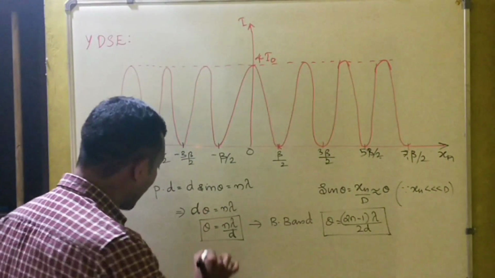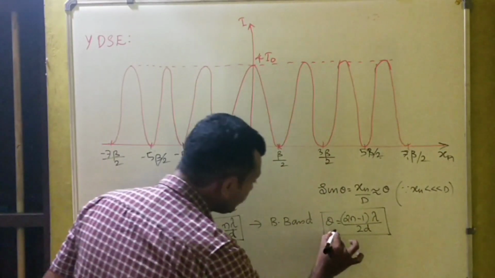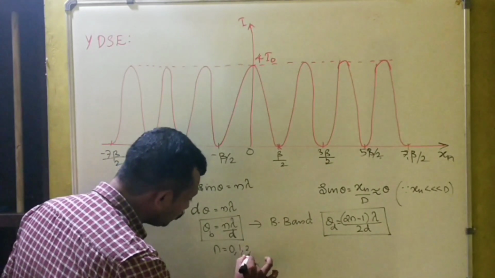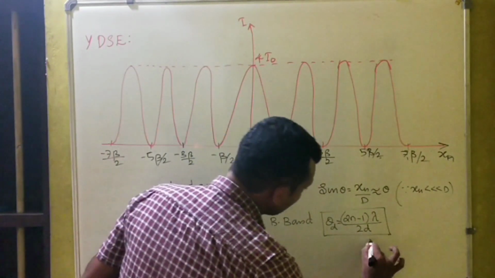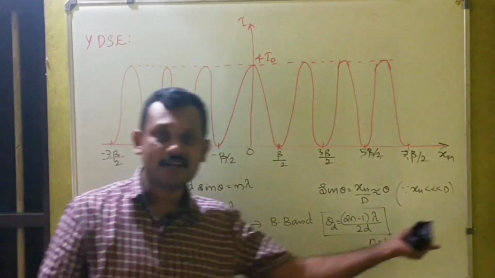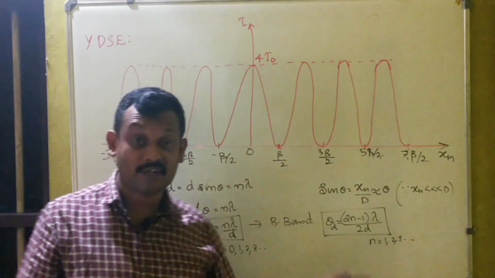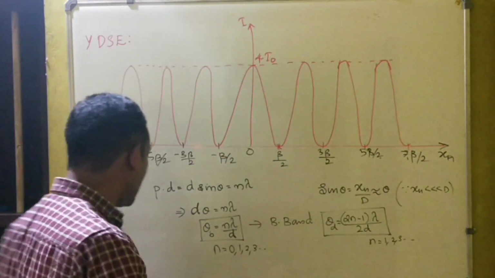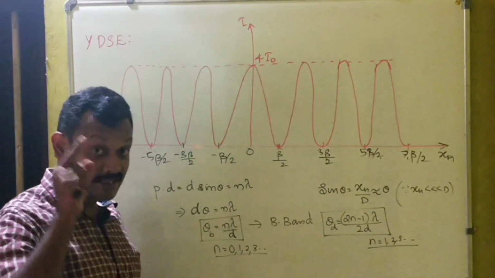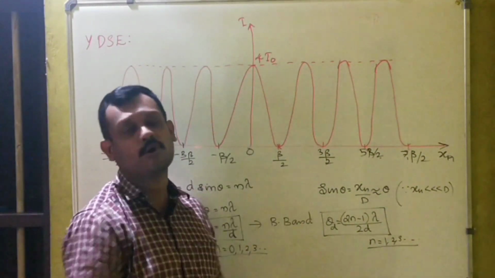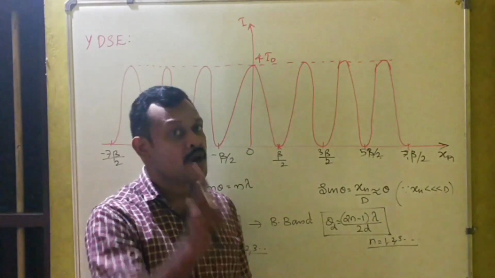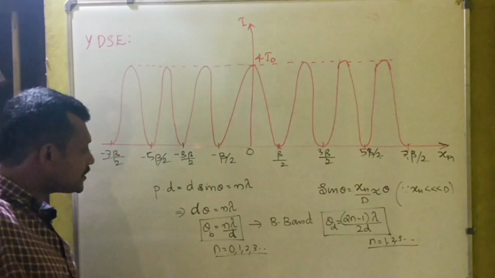This is the condition for a bright band, and this is the condition for obtaining a dark band. Here n takes the values 0, 1, 2, 3, etc. Here n takes the values 1, 2, 3, etc. Right? n takes the values 1, 2, 3 here, n takes the values 0, 1, 2, 3 here. So be careful in choosing the value of n for a bright band and for a dark band. This is very important, I tell you. So be very careful in choosing these values properly. Right? So hope it is clear to you.